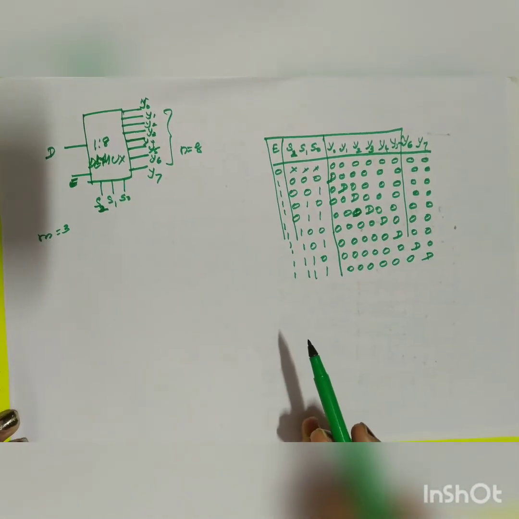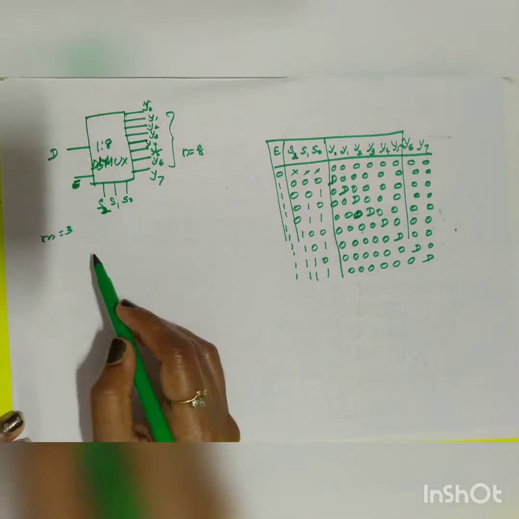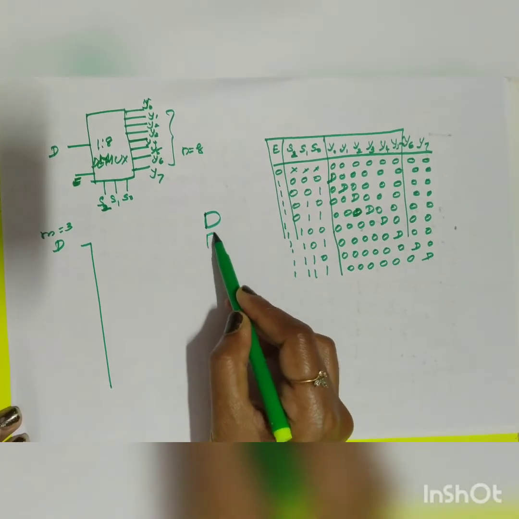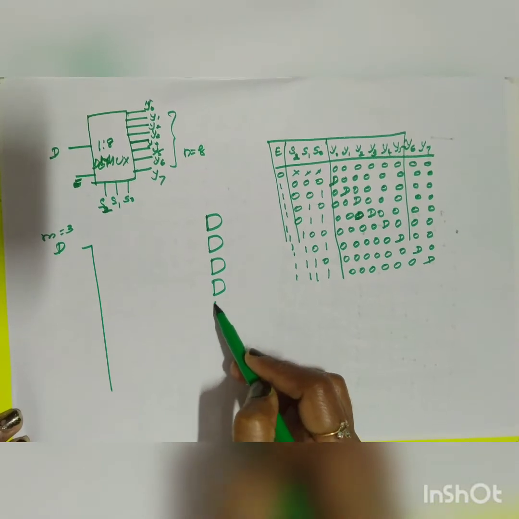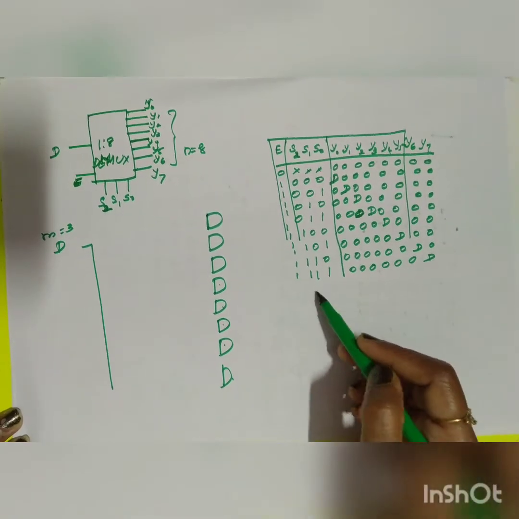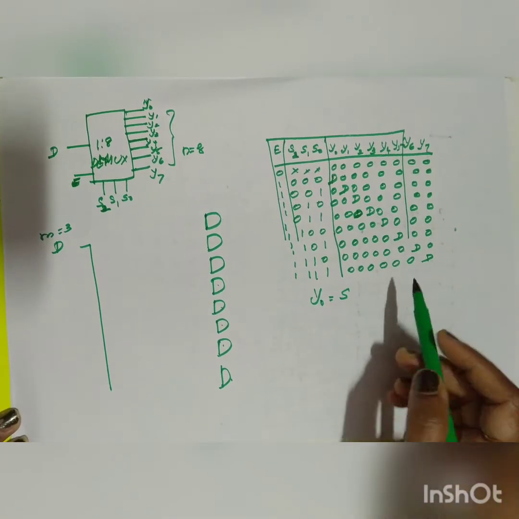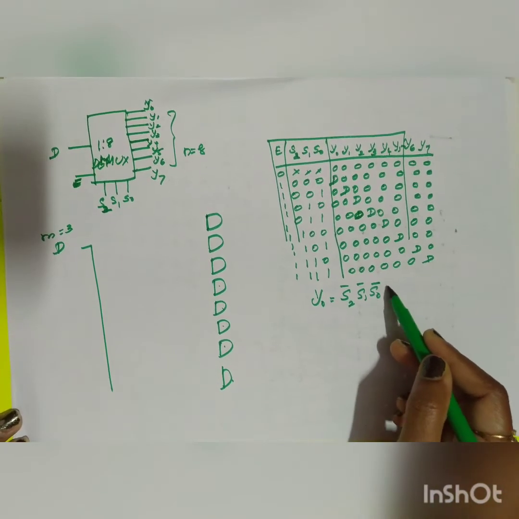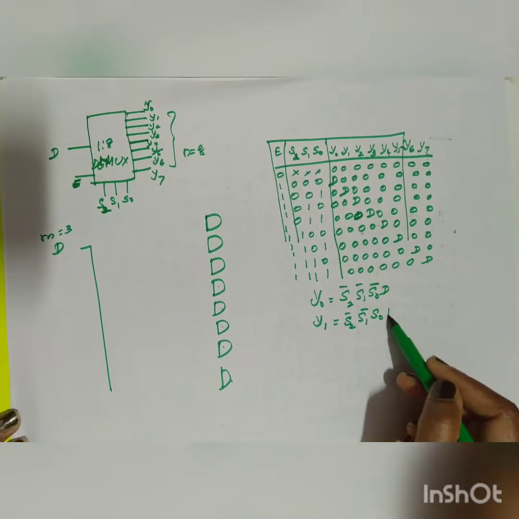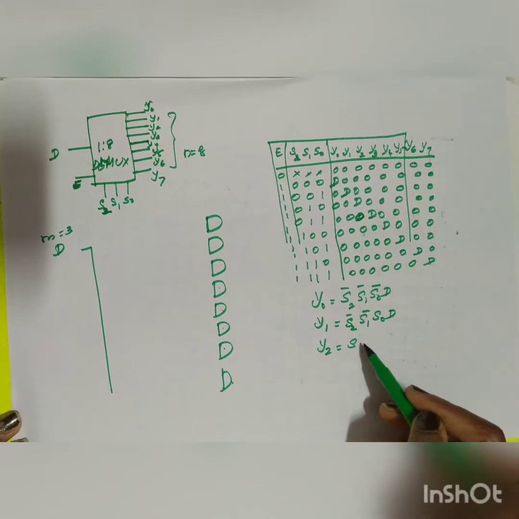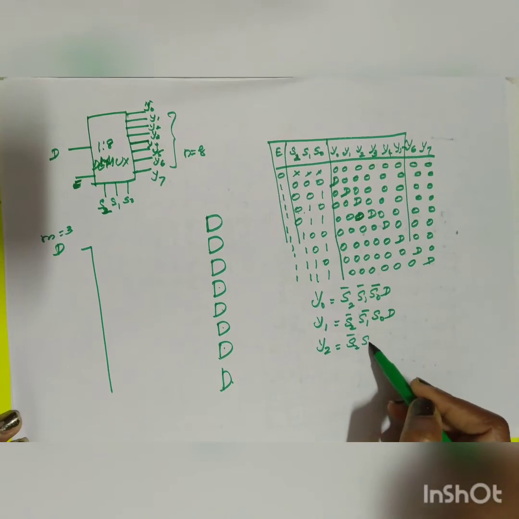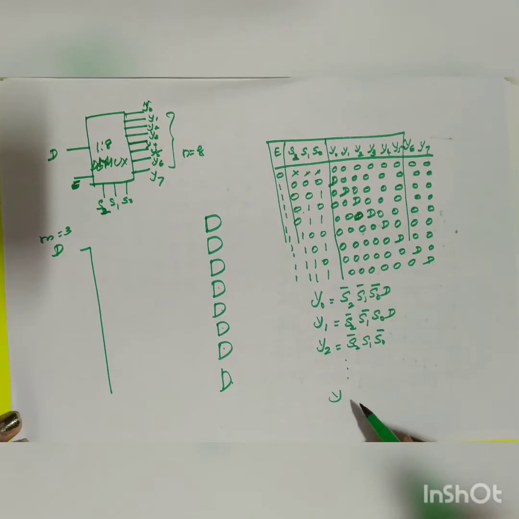Now going on to your logic diagram. So how will you draw your logic diagram? Let me take the input as data. Now you have 8 outputs, right? So you have to give 8 AND gates: 1, 2, 3, 4, 5, 6, 7, 8. What is your logic expression? Y0 will be equal to S2 bar, S1 bar, S0 bar into D. Similarly, Y1 is equal to S2 bar, S1 bar, S0 into D. What will be your Y2 in this case? Y2 will be equal to S2 bar, S1, S0 bar into D, and so on till your Y7.